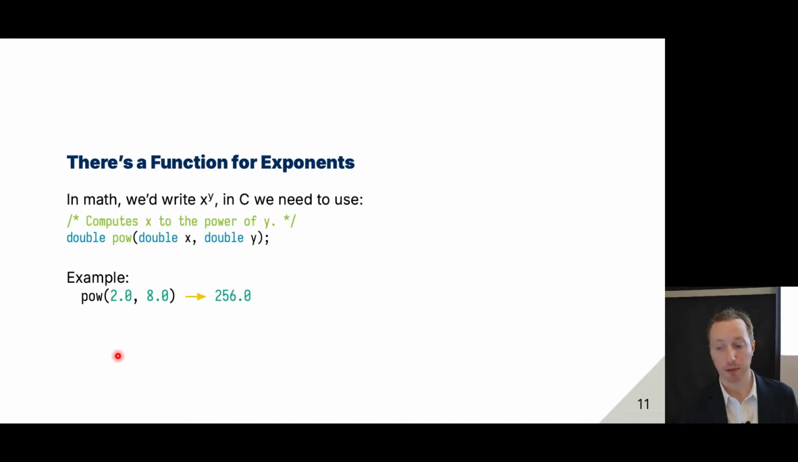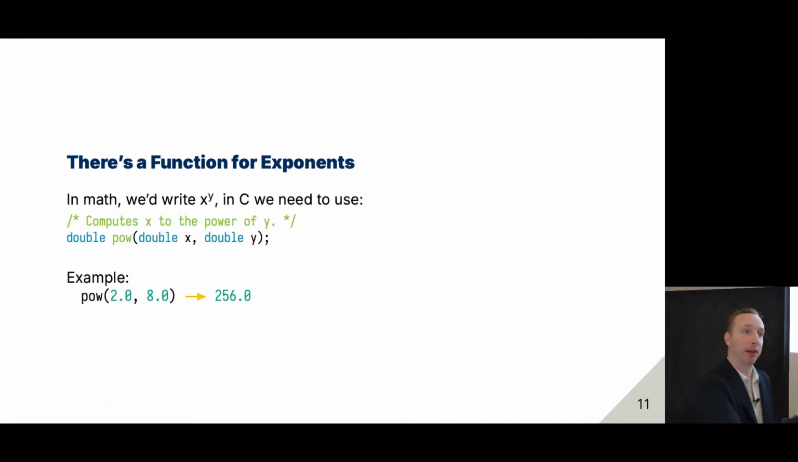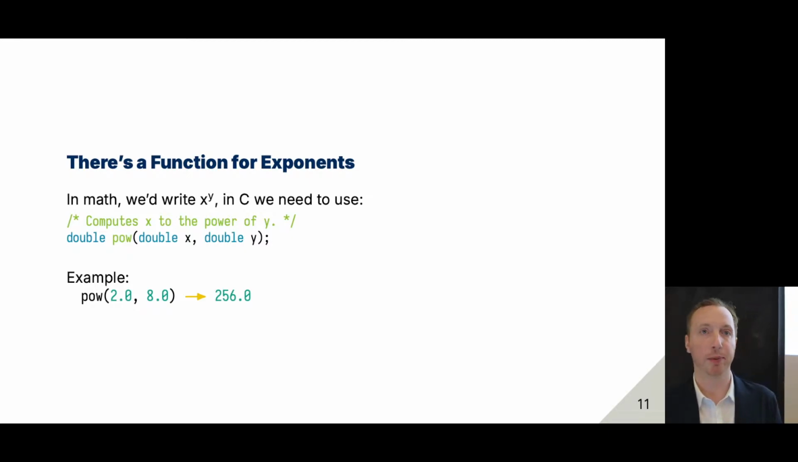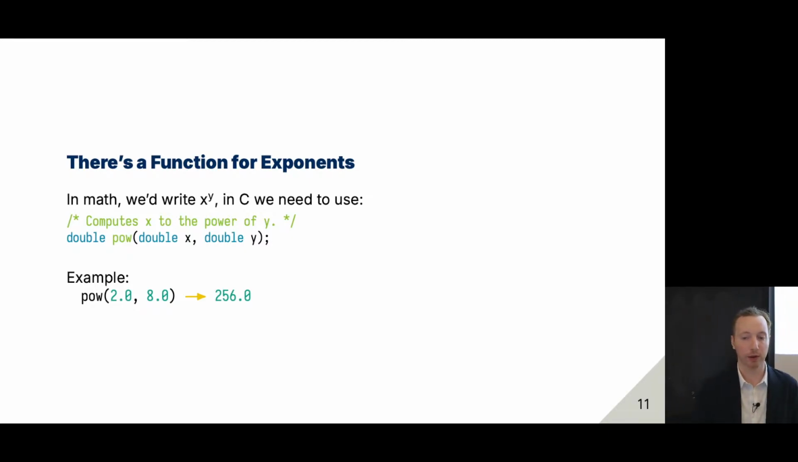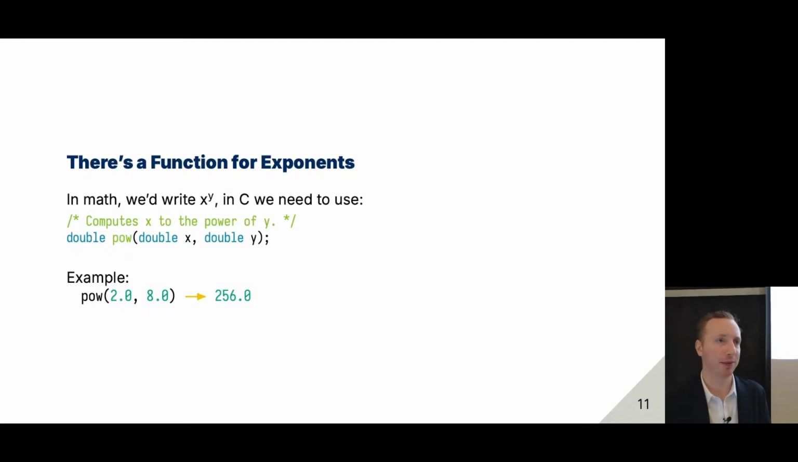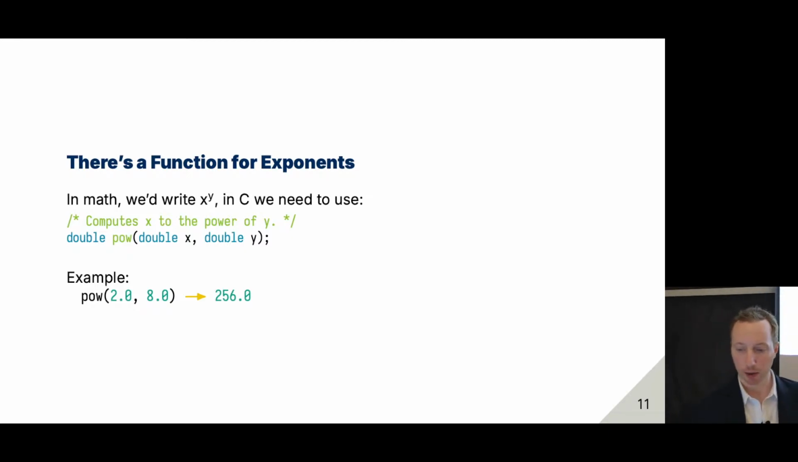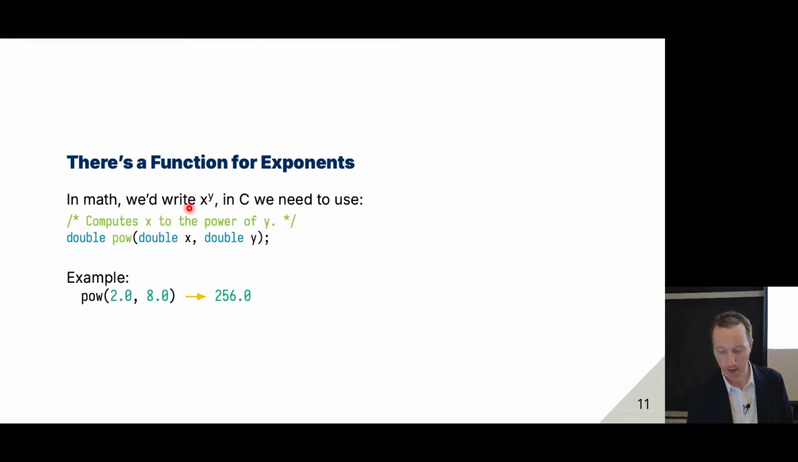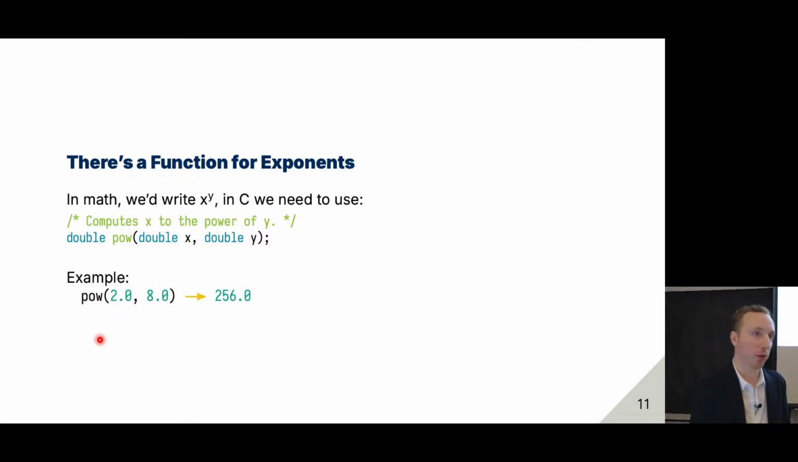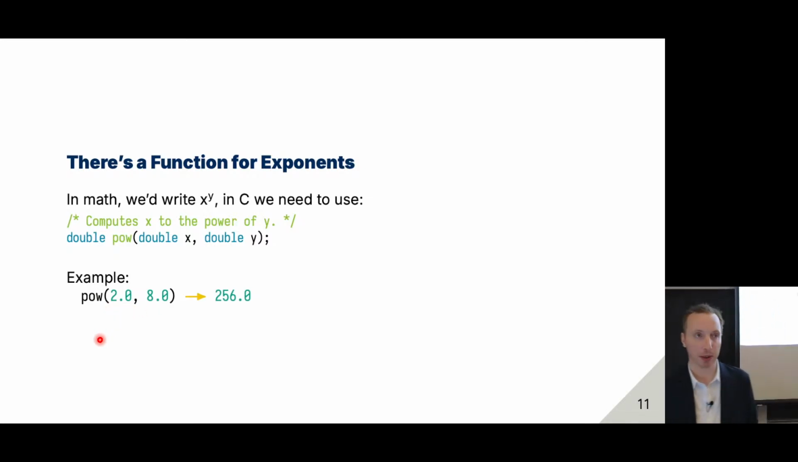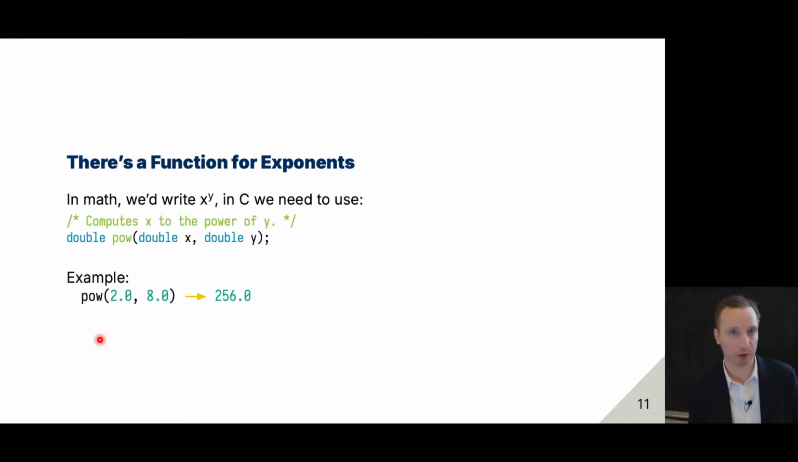So there are more and more functions. There's a function for exponents. In math, I write x to the power of y. And in C, well, of course, we need to use a function. So there's a function called pow, short for power, I guess. Again, we just shorten stuff for the hell of it. It takes two doubles, an x and a y, in that order. So your base is x, and then your exponent is y. For example, pow 2, 8 is 2 to the power of 8, which should be 256. Questions about that?